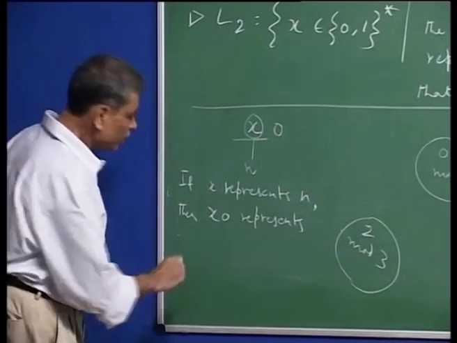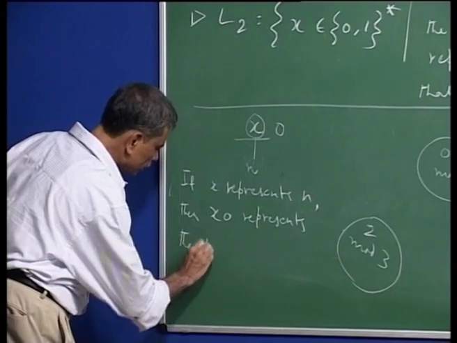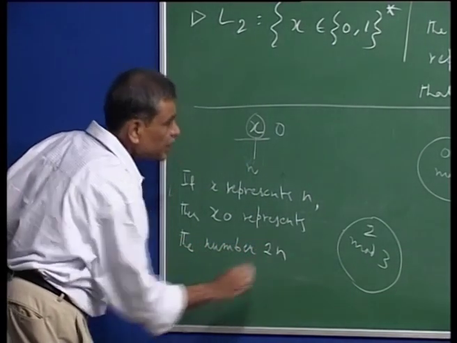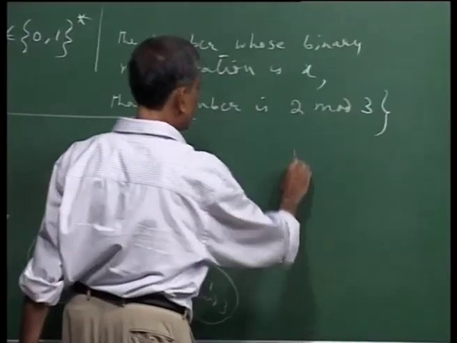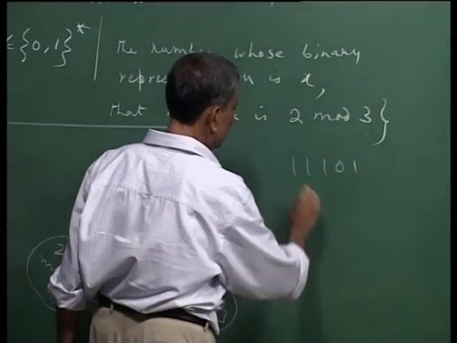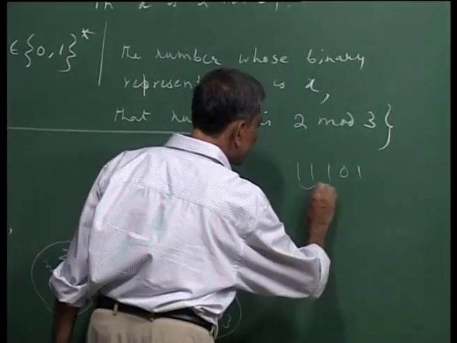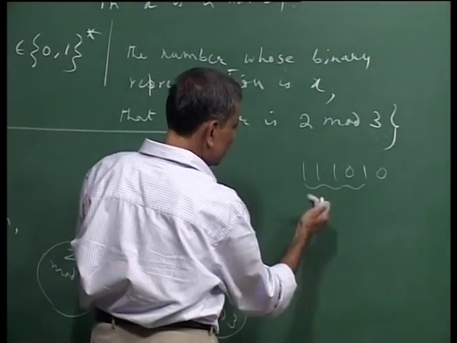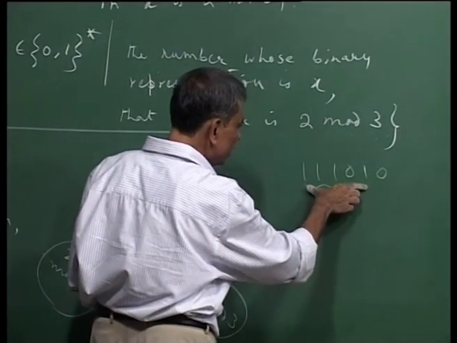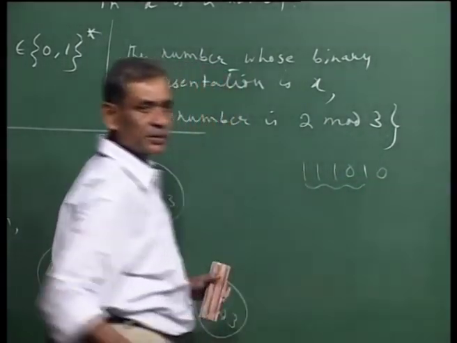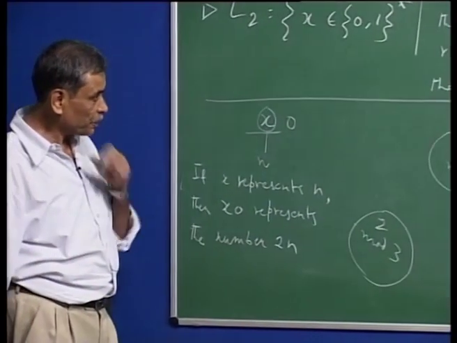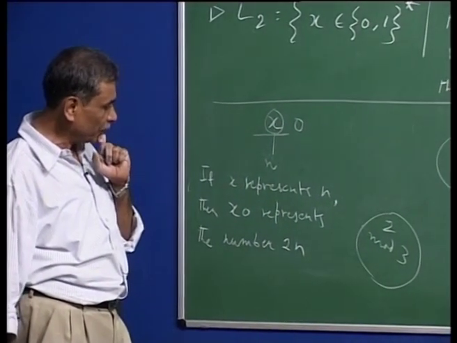The number 2n, clear, isn't it? Supposing you have some string, and whatever is the number here, if you put a 0 in front, that means you are multiplying the number by 2. That we know from our understanding of binary representations of numbers.